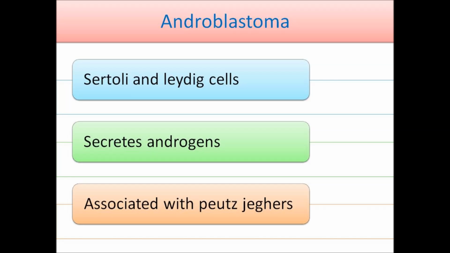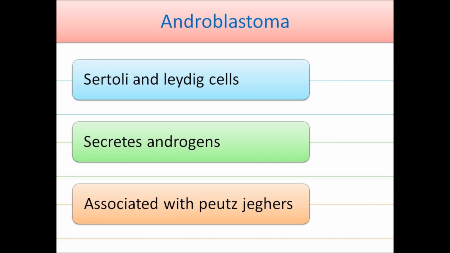The second point is that this tumor is associated with Peutz-Jeghers syndrome, which is a syndrome of the GIT. We have discoloration of the oral cavity with polyps within the colon. It is associated with androblastoma.